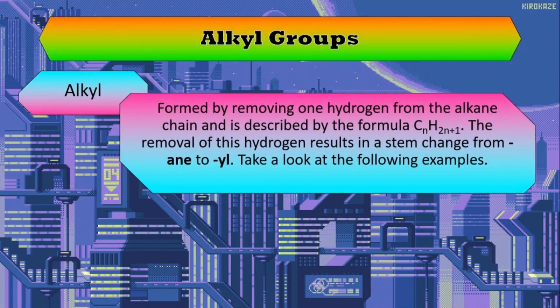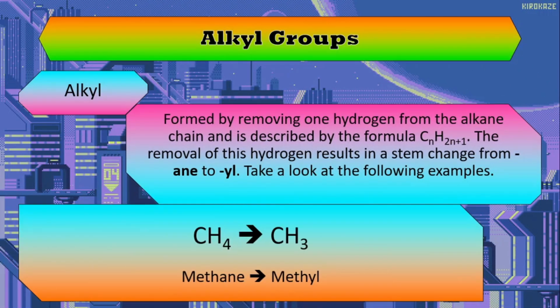Alkyl groups. An alkyl group is formed by removing 1 hydrogen from an alkane chain and is described by the formula CnH2n+1. The removal of this hydrogen results in a stem change from -ane to -yl. Take a look at the following example. We have here CH4, which is called methane. When it turns into an alkyl group, CH3, the name changes into methyl.